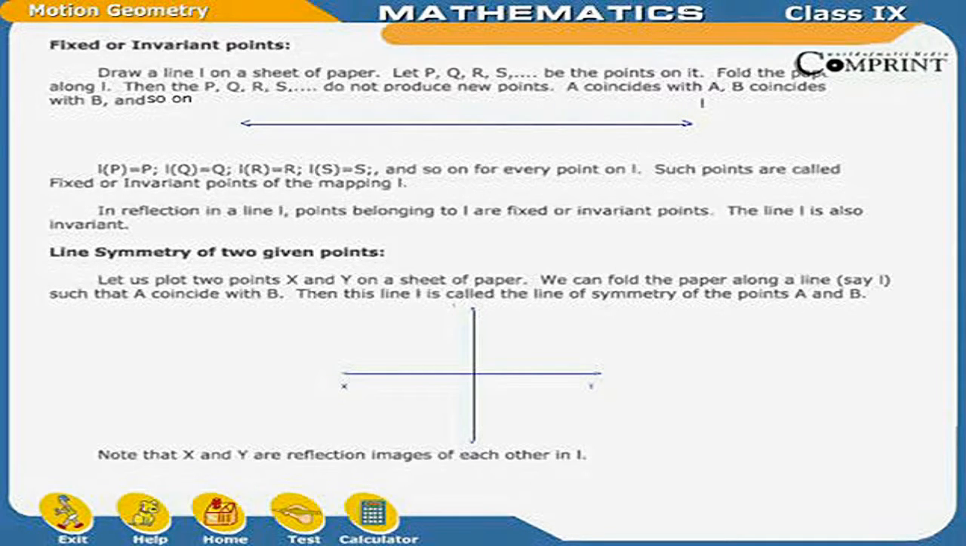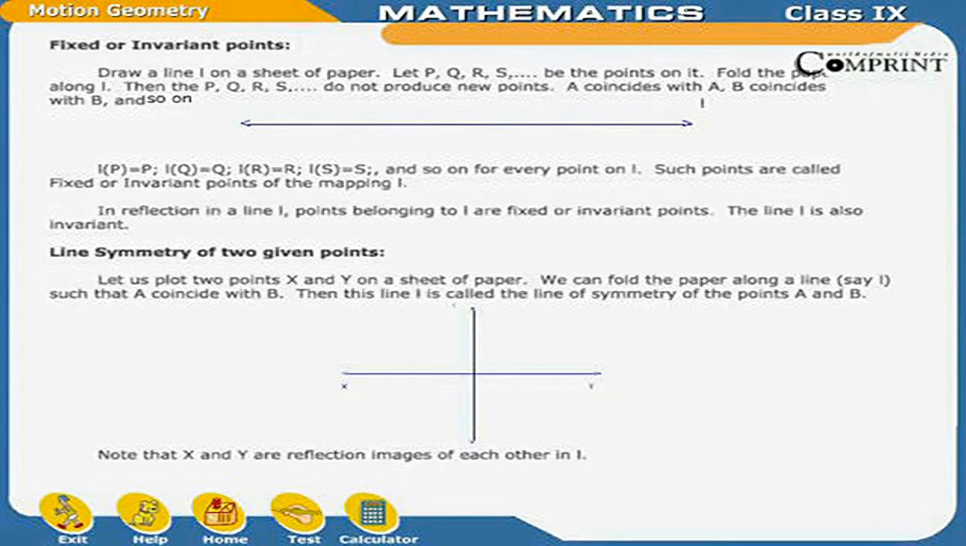L of P is equal to P, L of Q is equal to Q, L of R is equal to R, L of S is equal to S and so on for every point on L. Such points are called fixed or invariant points of the mapping L. In reflection in a line L, points belonging to L are fixed or invariant points. The line L is also invariant.